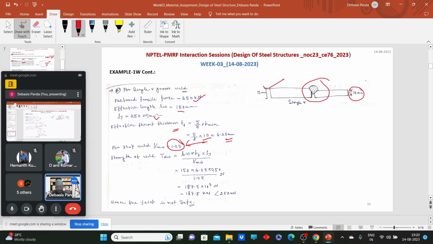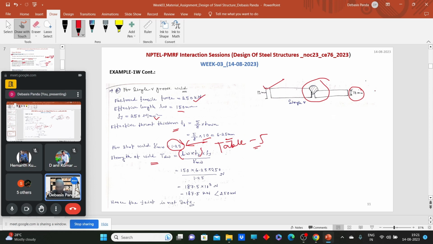And where can we get this value? From table 5. Okay, so we have these parameters: the throat thickness, the partial factor of safety, and the effective length. So now we can calculate the strength of the weld. What will be the strength of the weld? The effective area, Lw, and the throat thickness, into Fy divided by gamma_mw.